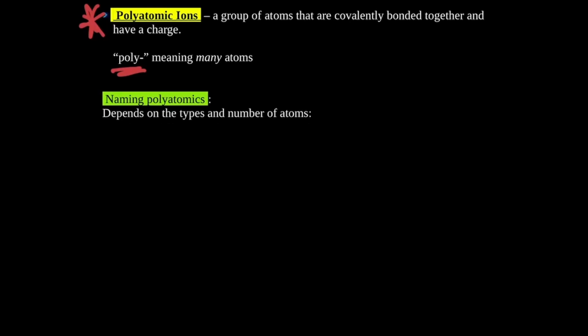Today's video we're going to focus on polyatomic ions. Alright, so what are they? They're a group of atoms that are covalently bonded together and have a charge. The poly is meaning of many atoms. So how are we going to name these? Well, it's going to depend on the type and number of atoms.